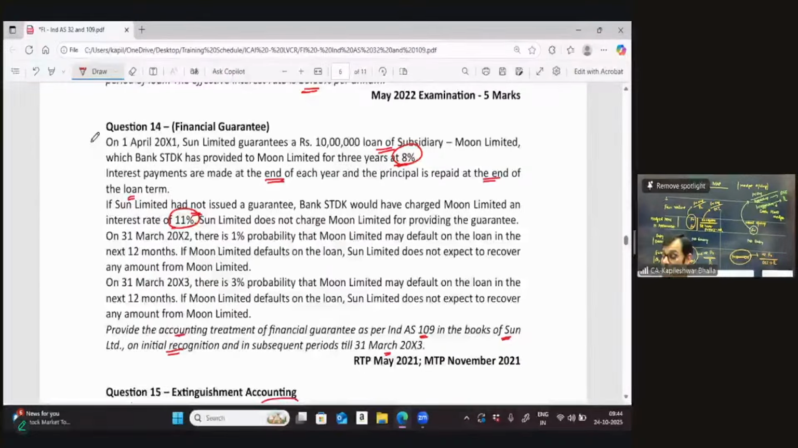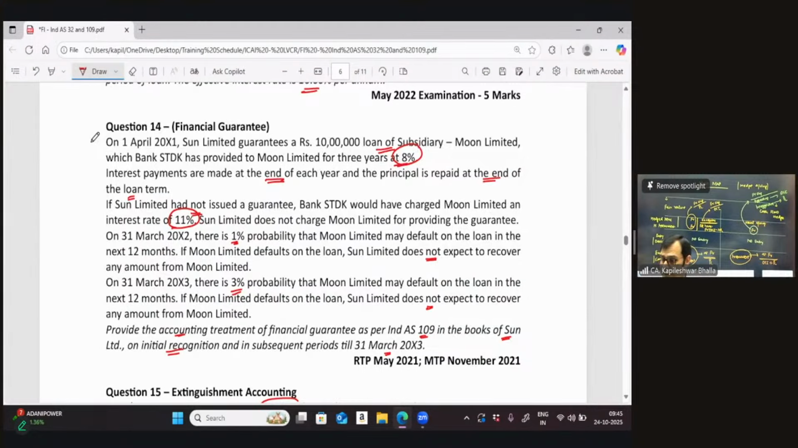But if the financial guarantee was not there, they would have given the loan at the rate of 11% in that case. On 31st March X1, there is a 1% probability that Moon may default on the loan in the next 12 months. And if Moon defaults on the loan, Sun does not expect to recover any amount from the subsidiary. And then similarly on 31st March X2, there is a 3% probability that Moon may default on the loan in the next 12 months. If Moon defaults, Sun will not get any recovery again from Moon. So we are given the probability of default at the end of the first year and at the end of the second year.